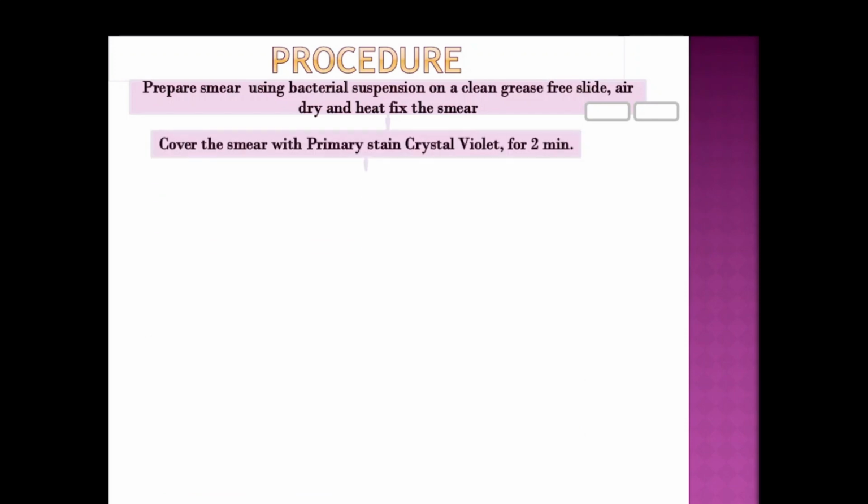After heat fixation of the smear, cover the smear with primary stain crystal violet for 2 minutes. So at the end of this second step, all the cells in the smear were violet in color.